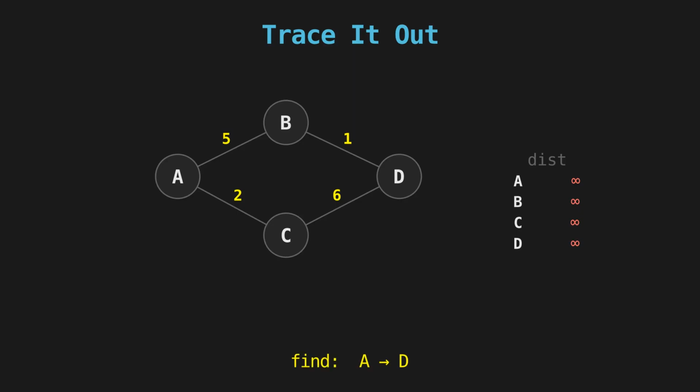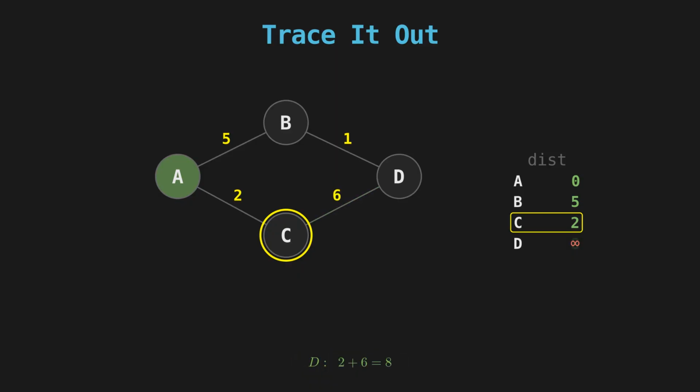Start, A is 0, everything else is infinity. Visit A, relax its neighbors. B gets 5, C gets 2. Now pick the smallest unvisited, that's C at 2. Relax C's neighbors. D becomes 2 plus 6, which is 8.